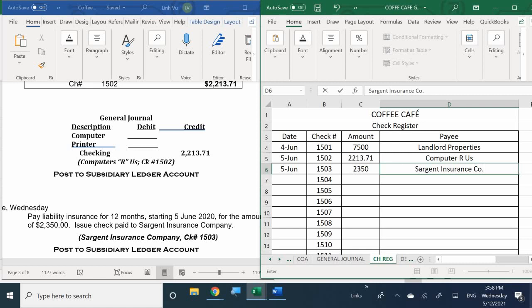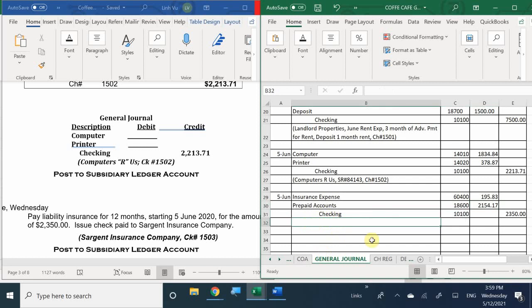Once again, your checkbook and your check register will look different, because your checkbook is what you cut the check from, while this is just your notes. This is so you can keep a record of the checks you've written and who you wrote them out to. If you want to use abbreviations, you can, as long as you're able to recognize that you made a payment to this person. So there you go, Sargent Insurance Company, check number 1503. Back to my journal once again.